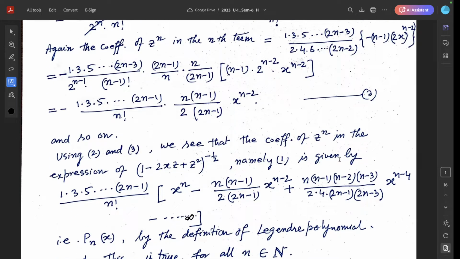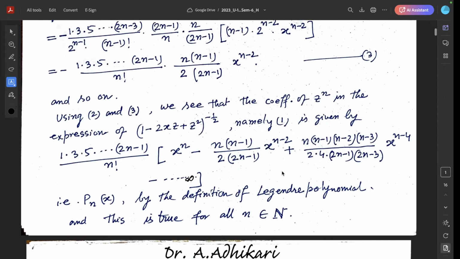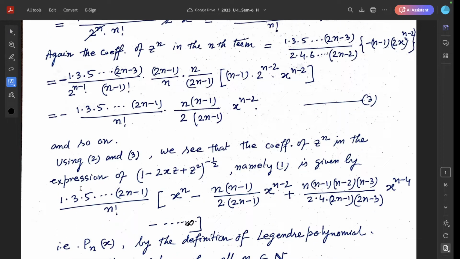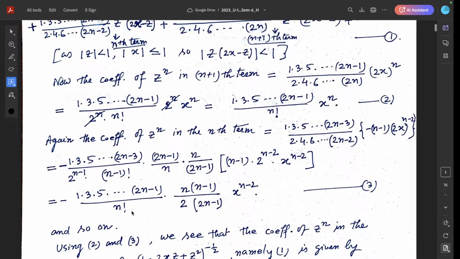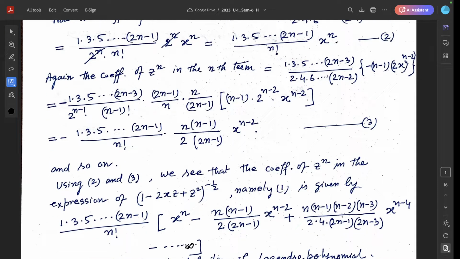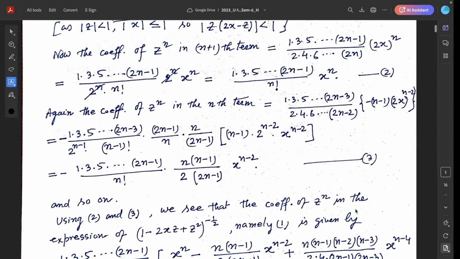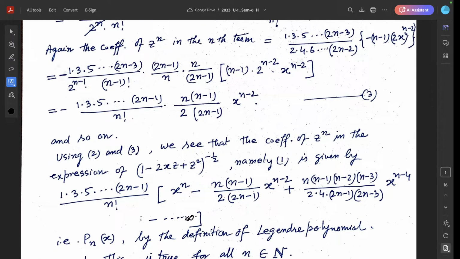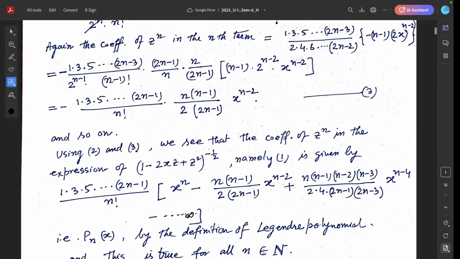Using 2 and 3, we see that the coefficient of z to the power n in the expression of (1 minus 2xz plus z squared) to the power minus half, namely 1, is given by 1·3·5 up to (2n minus 1) by n factorial. This is 1·3·5 from 2 and from 3, so we get this x to the power n from 2, and from 3, and so on, for the (n minus 1)th term, and so on. And this is the expression for Pn(x), the definition of the Legendre polynomial of the first kind. This is true for all natural numbers n.